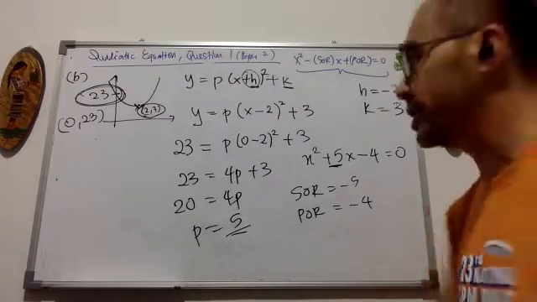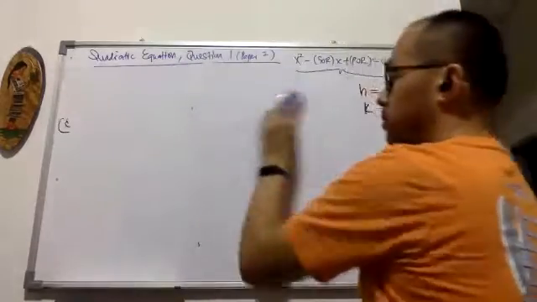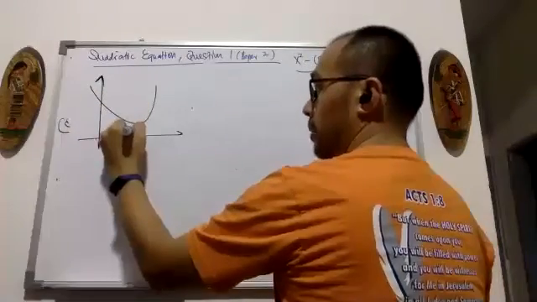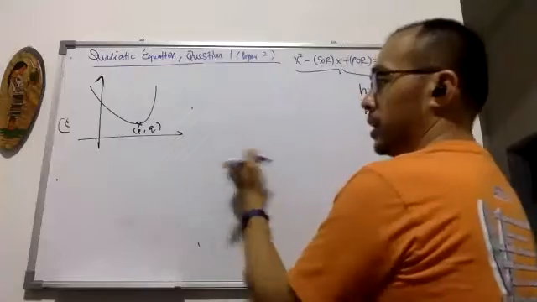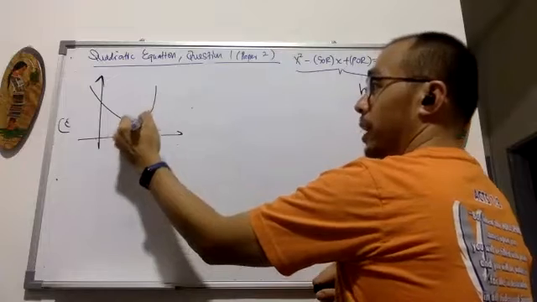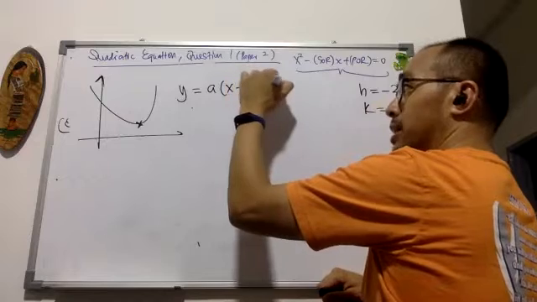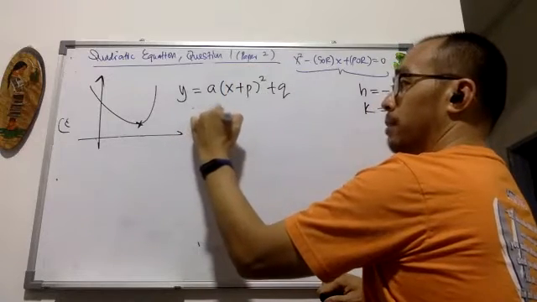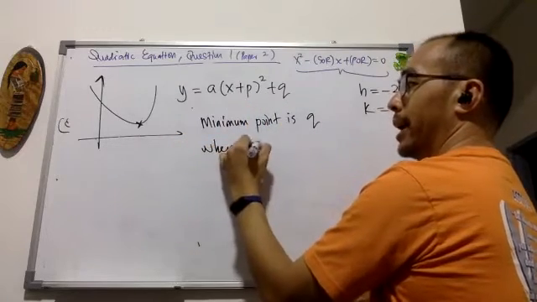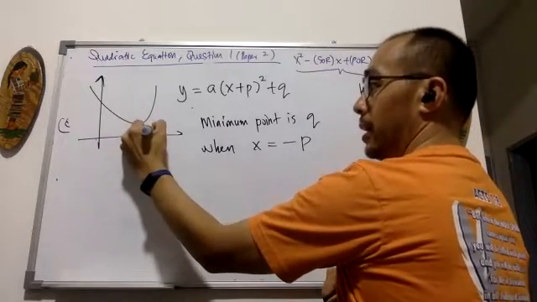If you want the real note, it's according to buku rujukan lah. The buku rujukan will write it like this. Let's say I have a minimum point, I'm going to call this P and Q. If we give you the formula y equals to a times x plus p squared plus q, then the minimum point is q when x equals to minus p. So this coordinate here is minus p and q.